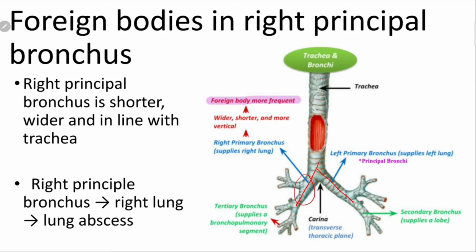This is your right primary bronchus and it supplies right lung. Since the inhaled foreign particle tends to enter in the right principal bronchus, it will also enter the right lung. As a result, lung abscess occurs more commonly in the right lung.